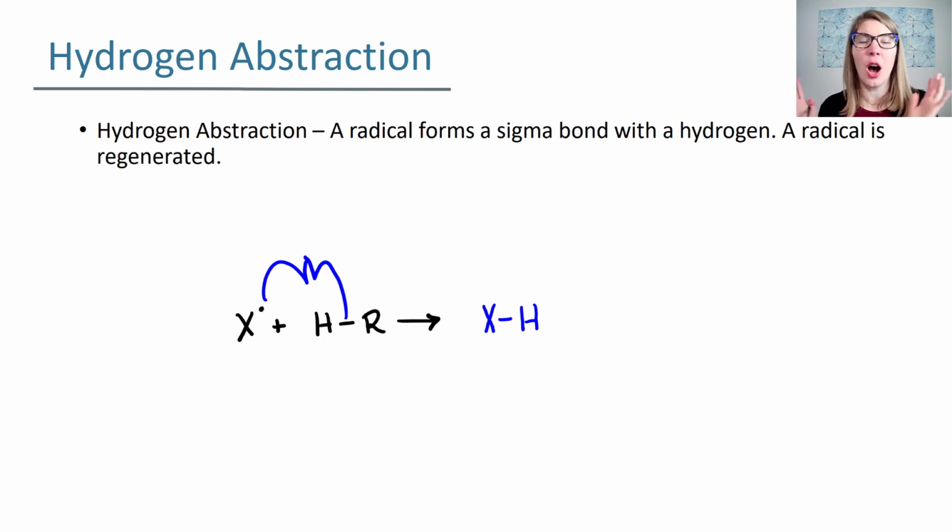Well, the H-R bond has 2 electrons. We've only drawn where one of them is going to go. So let's draw where the other one is going to go. It's going to go on to the R group. Remember, R is our abbreviation for alkyl. So now you started with a radical, you still have a radical at the end.